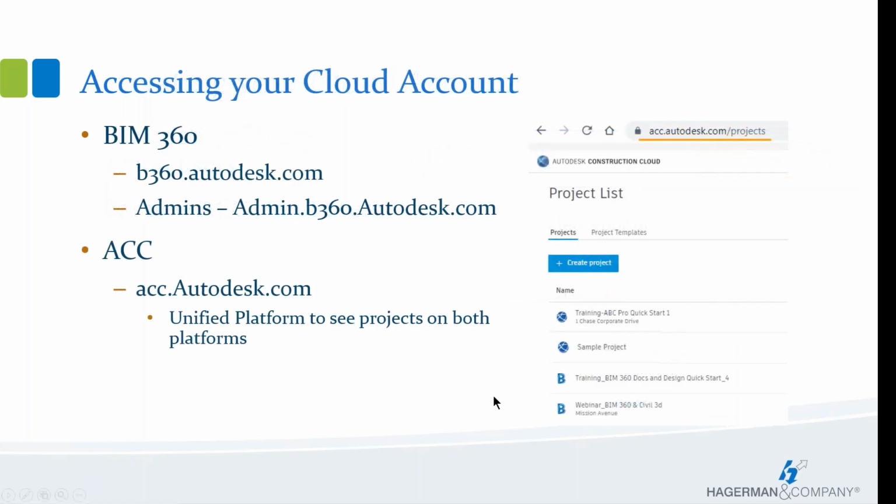You'll now be able to see if you have BIM 360 projects or ACC projects here by the symbol. So the B represents our BIM 360 project. These are going to be the projects that are on the new Autodesk Construction Cloud. You can see both projects from the unified project list.